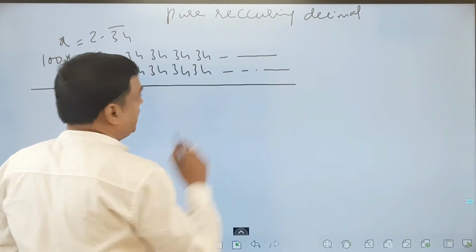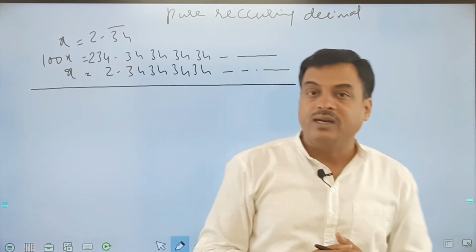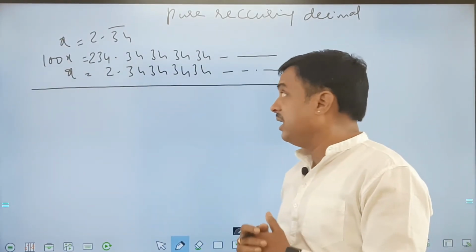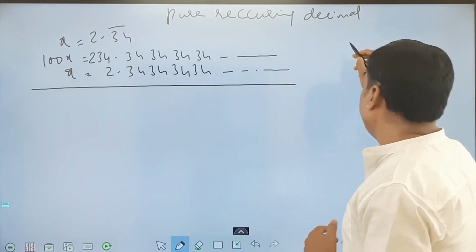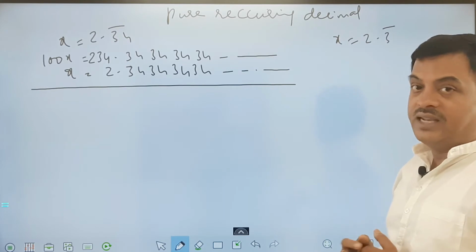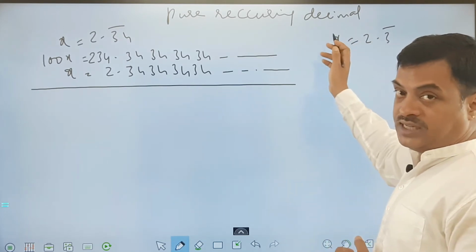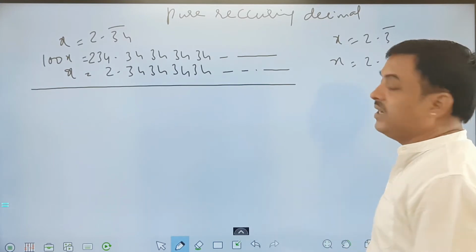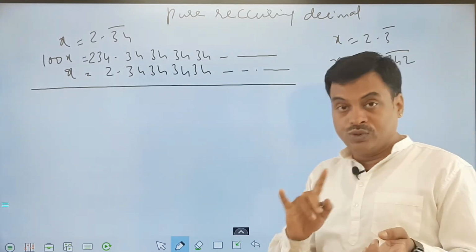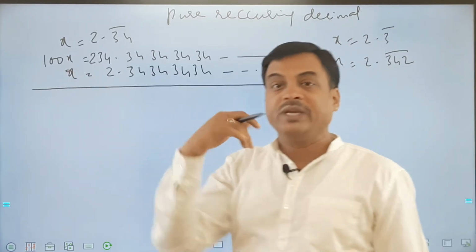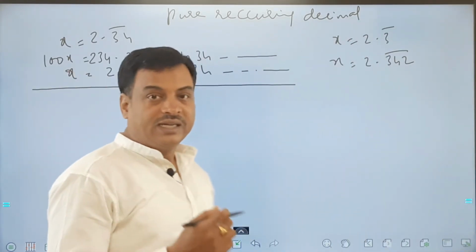See, point to be noted here, why I should multiply with 100? Because the periodicity is 2, I should multiply this number with 100. If the periodicity is 1, for example, if x is equals to 2.3 bar, then I should multiply by 10 on both sides. If it is x is equals to 2.342 bar, then I should multiply by 1000 on both sides. So I should decide the number of zeros according to the periodicity of the given recurring decimal.